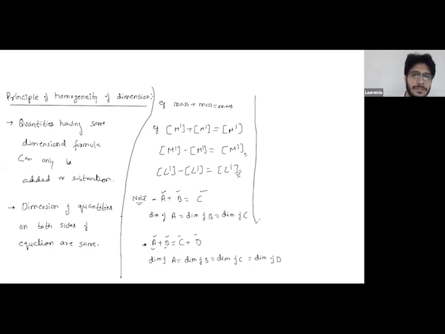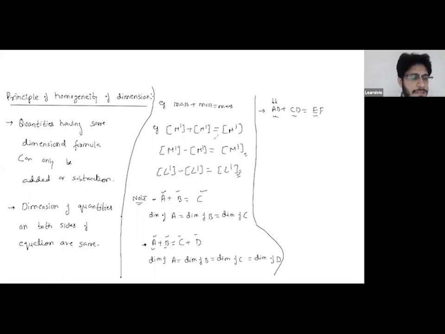The next is, if I write this as AB plus CD equal to EF. Now, do A and B have to have the same dimensions or can they have different dimensions? They can have different dimensions. A, B can have different dimensions. What about C and D? Different dimensions. Similarly, E and F can have different dimensions. But what are the dimensions of AB and CD? They are equal.